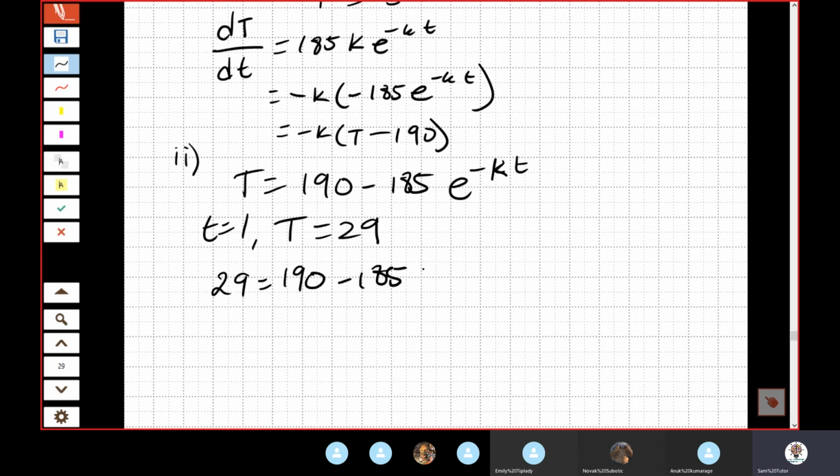190 minus 185 e to the negative 1K. Okay, then you just do what I just said, right? Subtract 190, divide by negative 185, log it, divide by negative 1. Let's see if we can get the K value out again on our calculator. 29 minus 190, divide by negative 185, log answer, divide by negative 1.